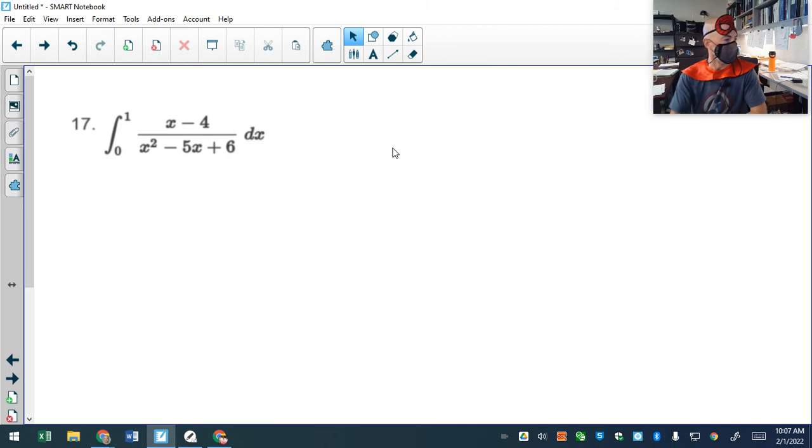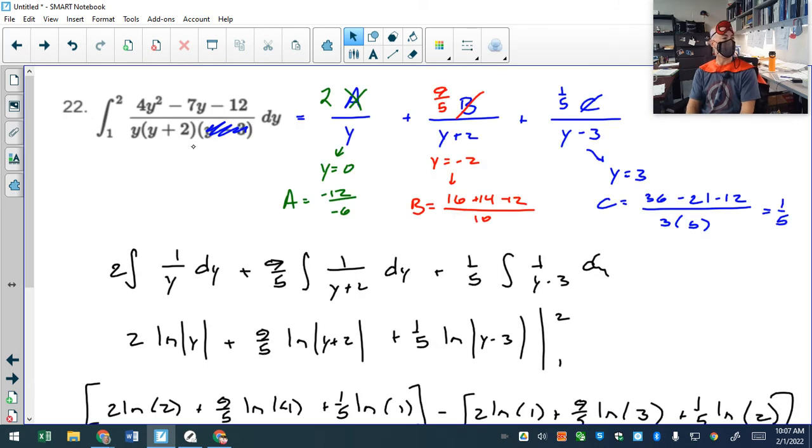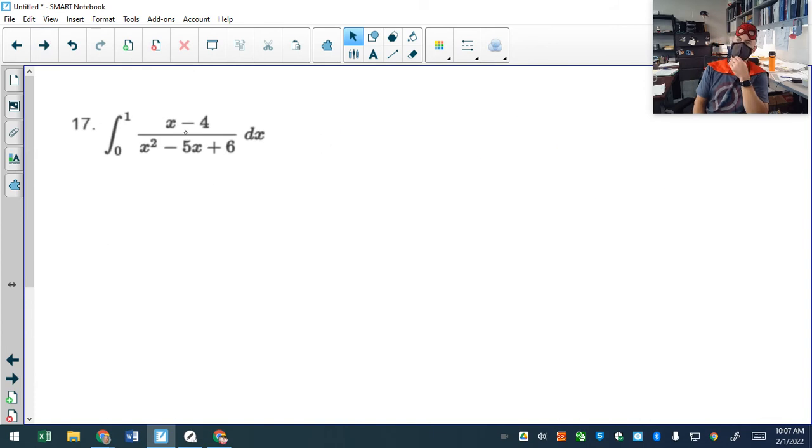Okay, so you know what I forgot to do on this one? Oh, but it wasn't expanded, so yeah. So this one, I'm going to check really quickly. The top is not the derivative of the bottom. That would have been nice. So we will go ahead and factor that bottom.